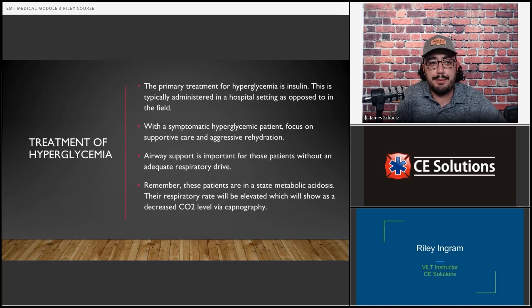With some symptomatic hyperglycemic patients, focus on supportive care and aggressive rehydration. Essentially, what we're trying to do is to dilute the blood and to get that blood sugar down. If we can get enough fluids in there to dilute it some and get that blood sugar concentration down. Airway support is important for those patients without adequate respiratory drive. And remember, these patients are in a state of metabolic acidosis. The respiratory rate is going to be elevated, which will show as a decreased CO2 level via capnography. Okay.